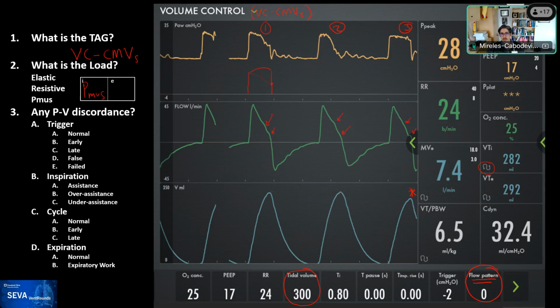Look at breath number 2. It would be elastic load or resistive, not knowing that the patient has PMOS. This would be, again, higher peak and lower baseline. So you see the peak is here, the next one is over here. Peak is here, this one is all the way down here. That would be resistive load, correct?